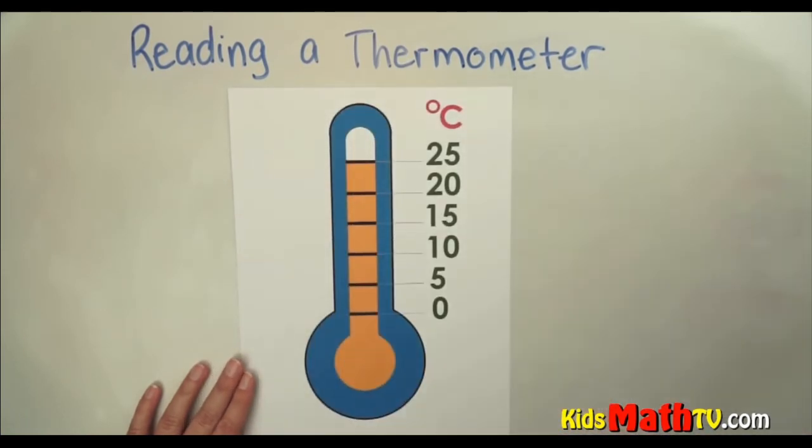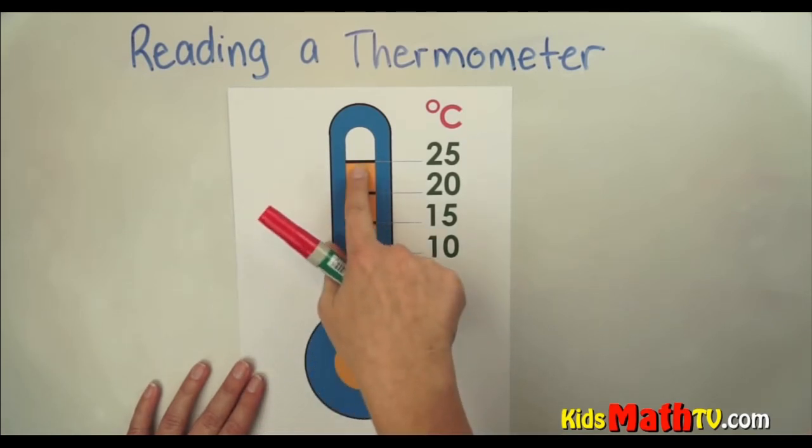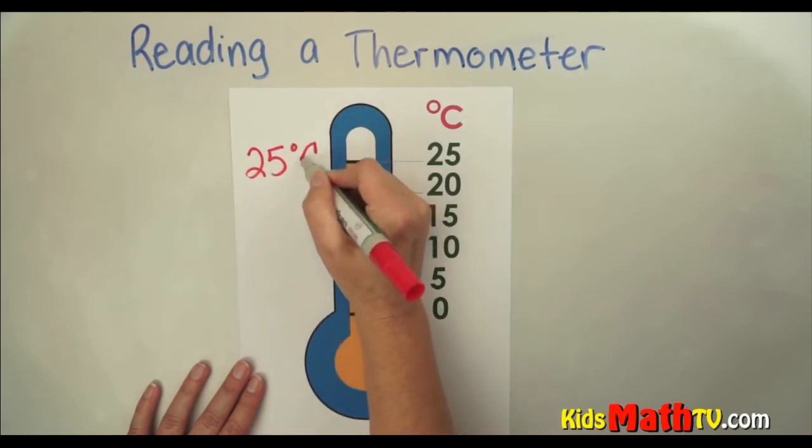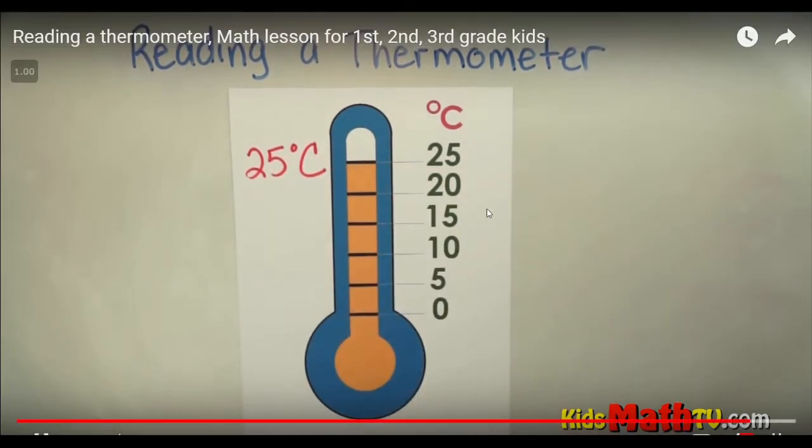And one more. Ooh, this one's gone way up, all the way up to 25. So this is 25 degrees Celsius. And that's the end of our lesson on reading a thermometer. Okay, so let's go back to our question.